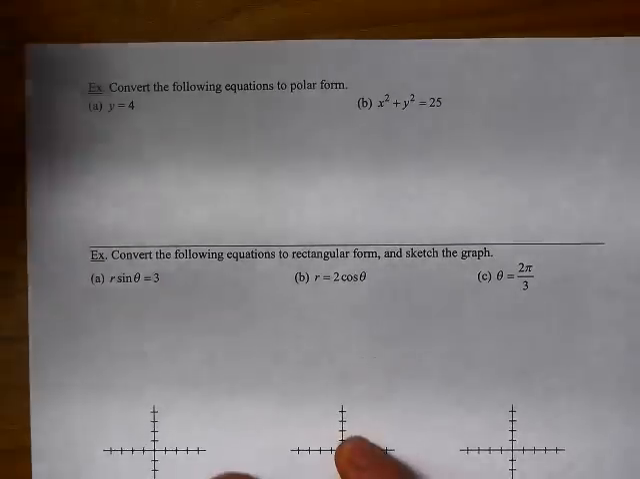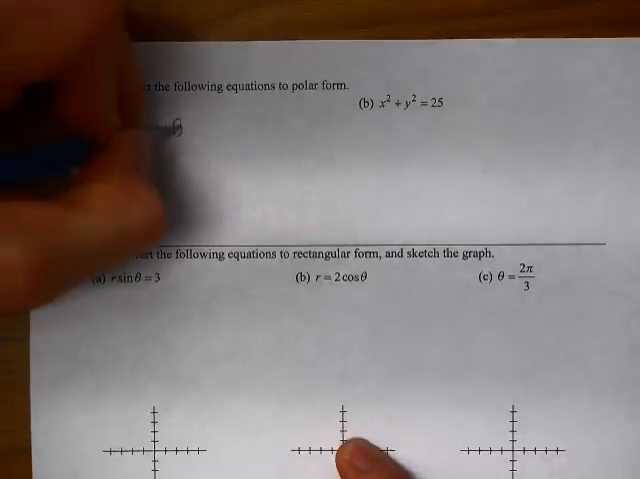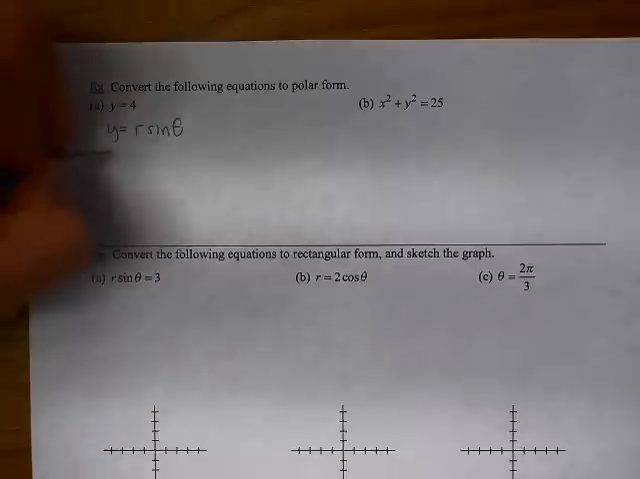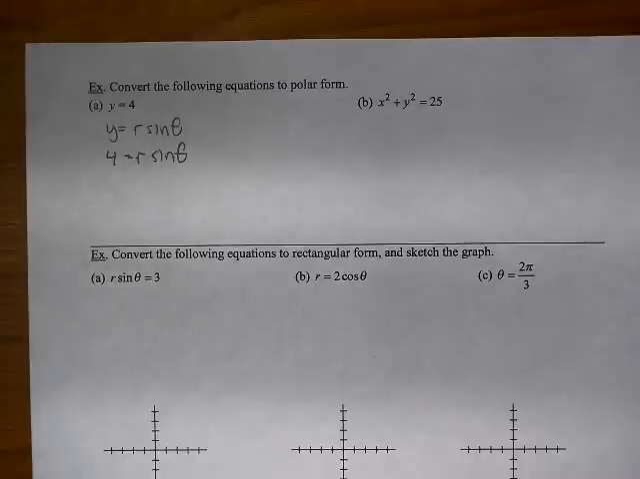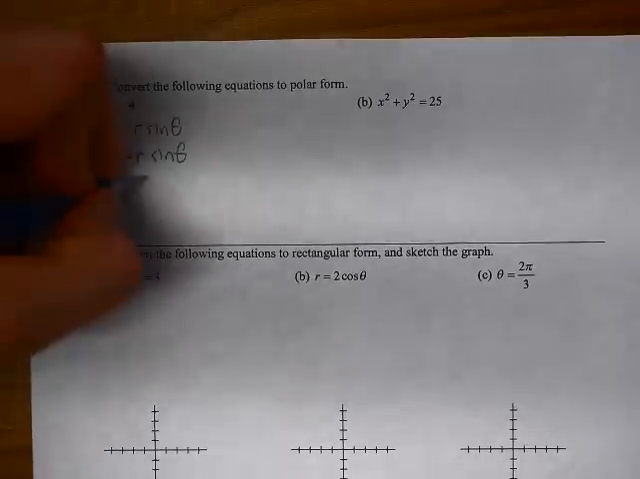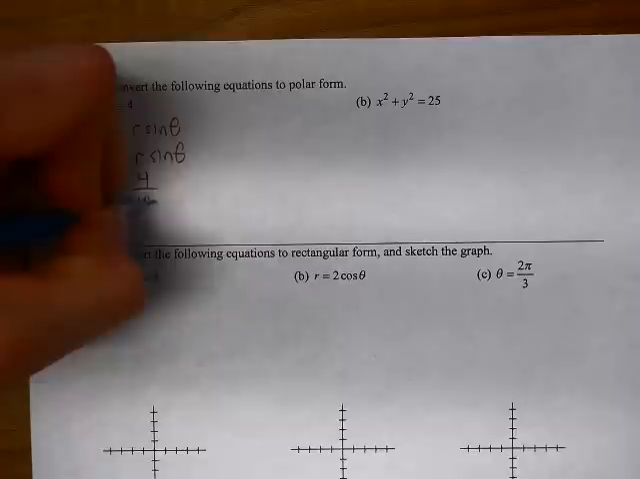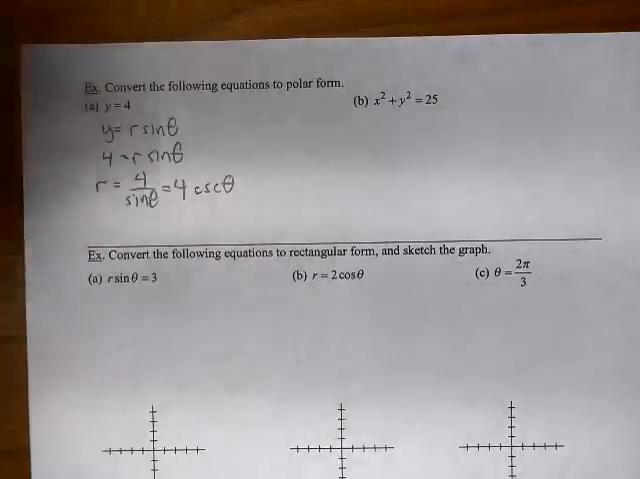So we have y equals 4, and we're going to say, okay, well, y is equal to r sine theta. So 4 is equal to r sine theta. And if we rearrange that to solve for r, we get r equals either 4 over the sine of theta, or we could call that 4 times cosecant theta.